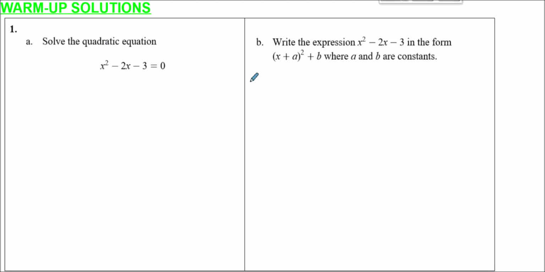Question 1, we're asked to solve this quadratic equation. Now, luckily, you should be able to spot by now, this factorises quite nicely, and so we can factorise this into x plus 1, x minus 3 equals 0. Okay, two numbers that multiply to minus 3 and add to minus 2 are 1 and negative 3. So therefore, the solutions to this are when the first bracket is equal to 0, in other words when x is minus 1, or when the second bracket is equal to 0, in other words when x is 3.